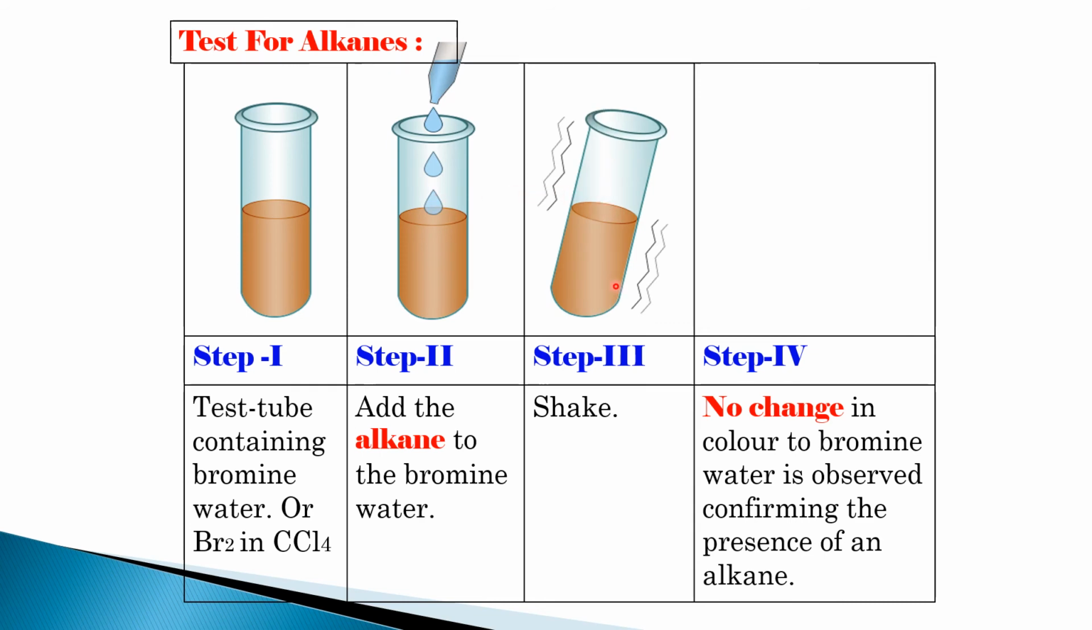Step 4, after shaking, there is no change in the color of bromine water observed. So, confirming the presence of an alkane.